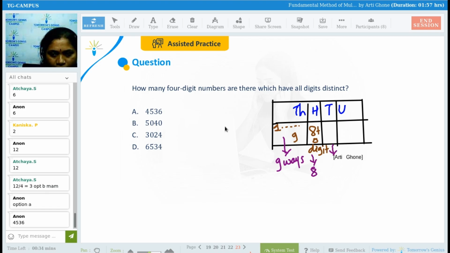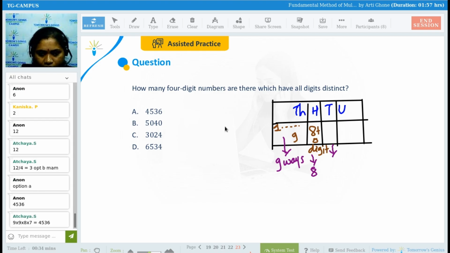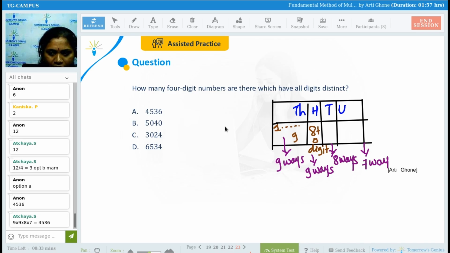Now what about this one? So 8 plus 0 digit, that's why we are taking it as 9 ways. Now this one is with 8 ways. Obviously 2 digits are lost, and this one will be 7 ways. Clear? Okay, so the unit place can be filled.